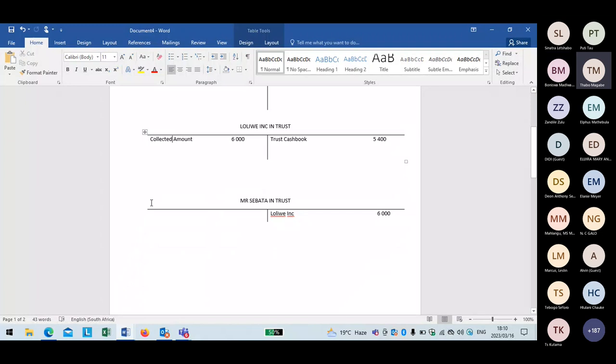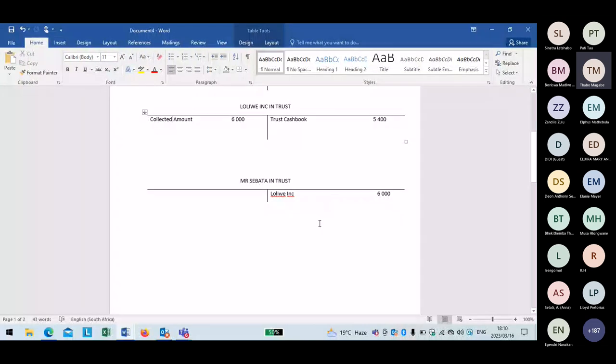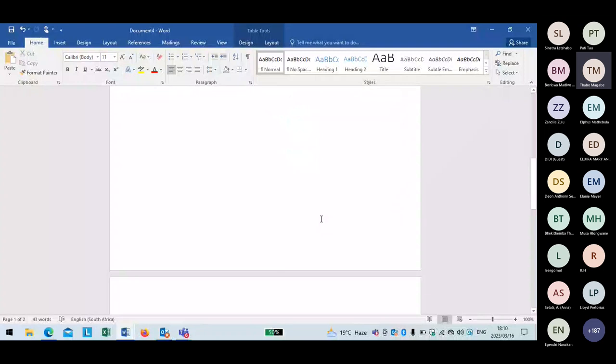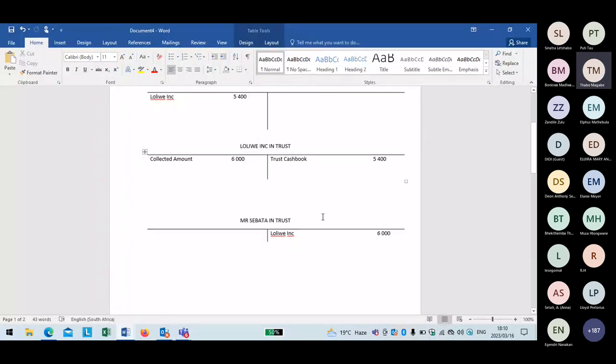We then opened an account for our client, Mr. Sebata, in trust and credited it with the same figure, 6,000. Our narration is Loliwe Inc. So this is where we are now. And through this, we are done with step number two. We should now move to step number three.